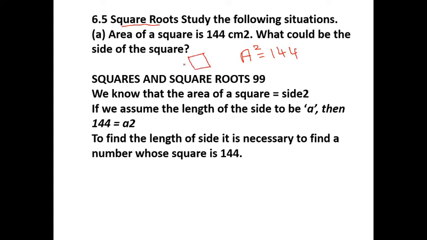We can say the side is A and A. So the area of a square formula is A square is equal to 144. That is why we write A is equal to under root 144. Now we have to make the prime factors of 144.